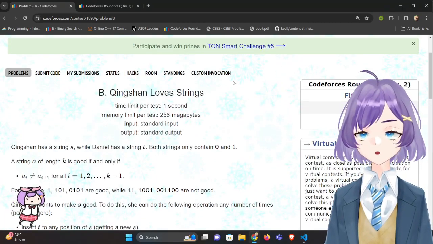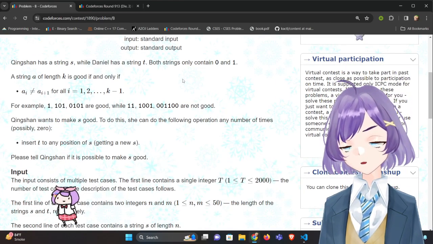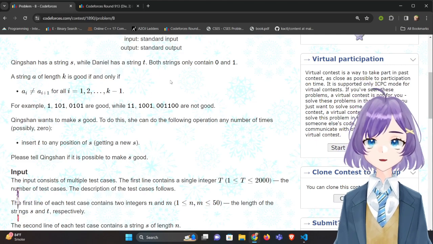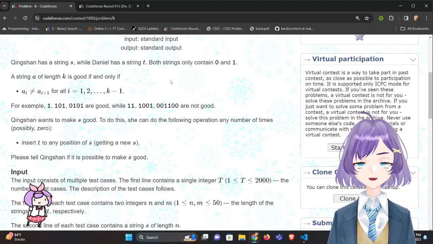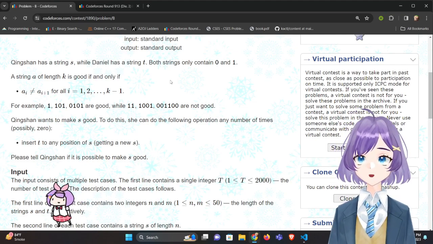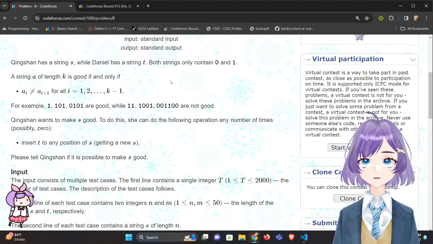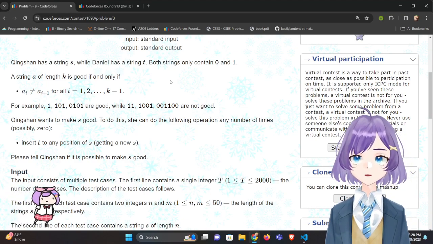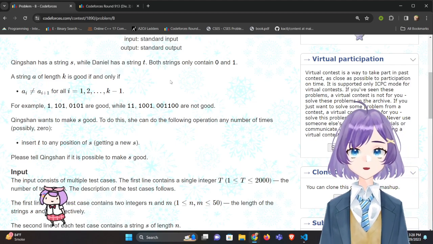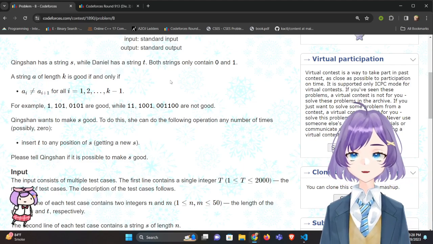What's the question? Question: Love String. Someone has a string S, while Daniel has a string T. Both strings only contain 0 and 1. A string A of length k is good if and only if A i is not equal to A i plus 1 for all i. For example, 1101 are good while these are not good. He wants to make S good.